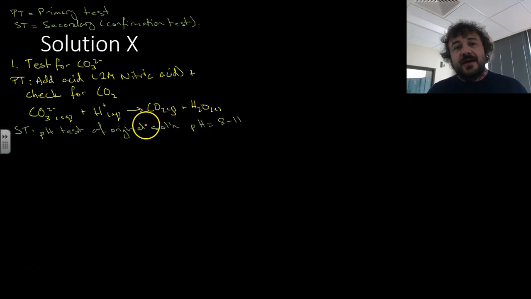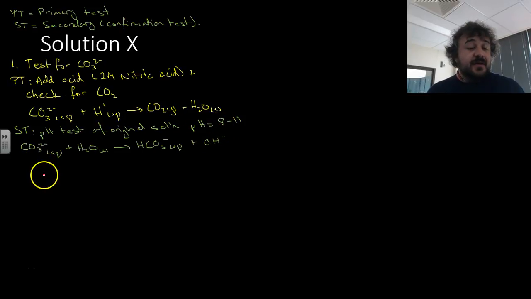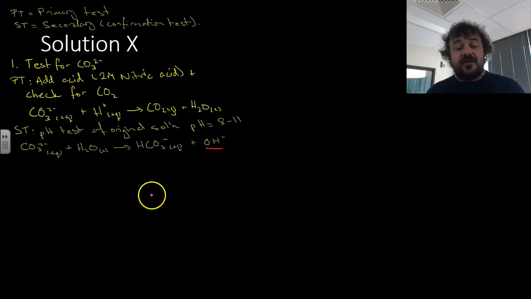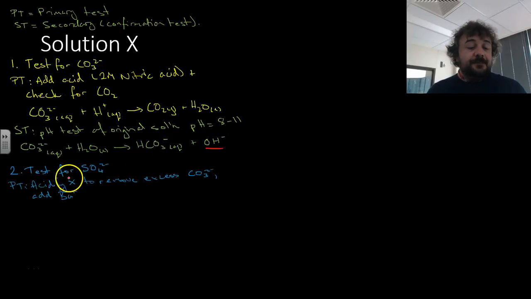And a confirmation for this is you could test the pH. If something has carbonate ions, its pH will be roughly between 8 and 11 depending on the concentration. This is because carbonate mixes with water to make hydrogen carbonate and a hydroxide ion.